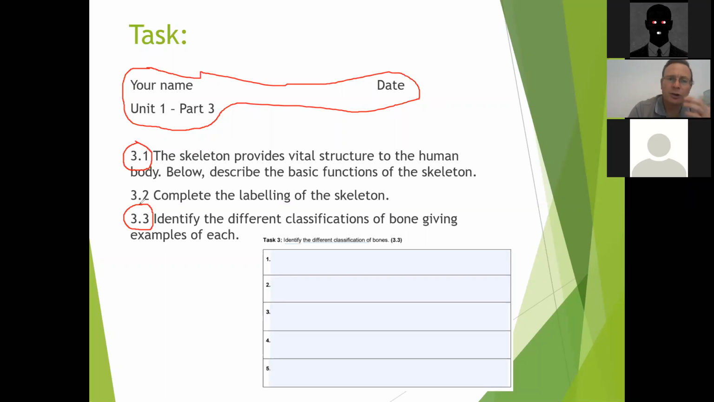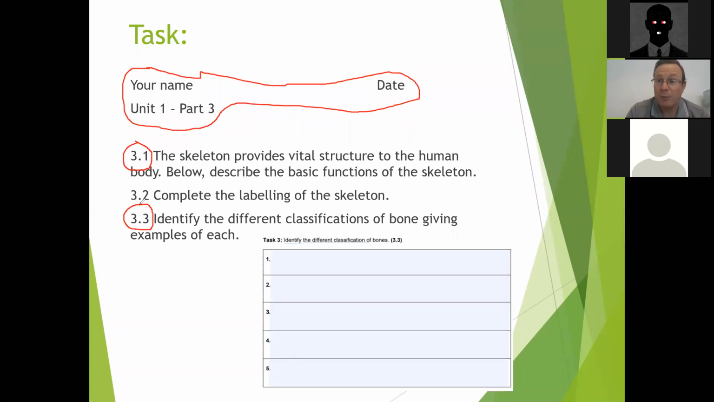So the first one, you're going to describe the basic functions of the skeleton. Those are the 5 we started with. So things like red blood cell production, creating a bony framework for the body, providing an attachment for muscles, movement. There's a really nice section in your workbook, and I want you to come up in your own words with a really basic description. Don't write an essay on it, but it needs to be about a line or more for each section.